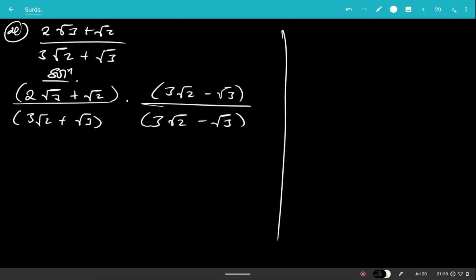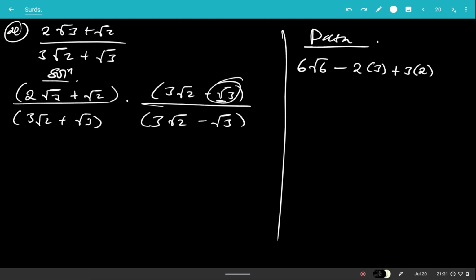We can just foil out the numerator. So it's going to be 2 times 2 root 3 times 3 root 2, which will be 6 root 6. Then 2 root 3 times minus root 3, which will be minus 2 times 3. Then root 2 here, minus 3 root 2, which will give us plus 3 times 2. Then root 2 times minus root 3, which will give us minus root 6.